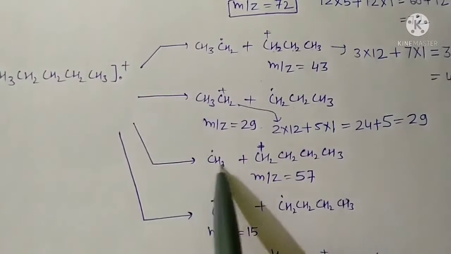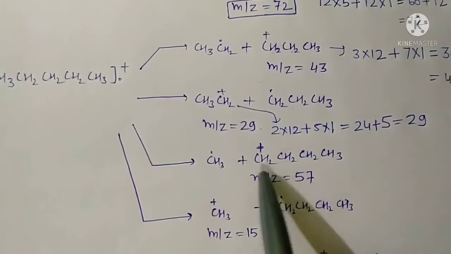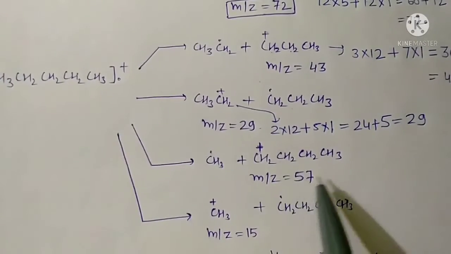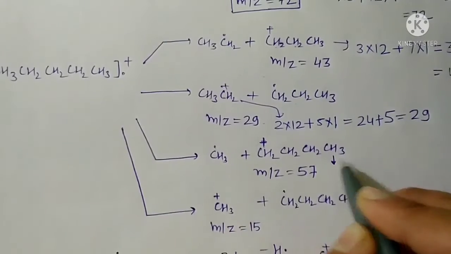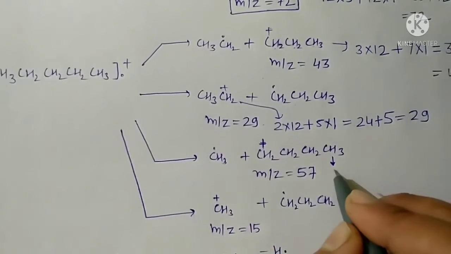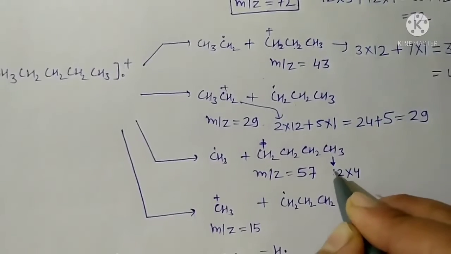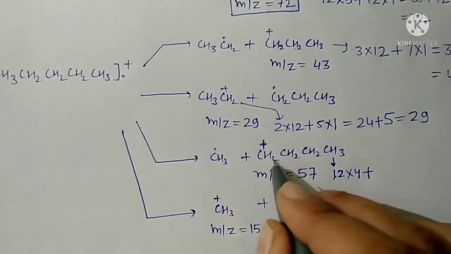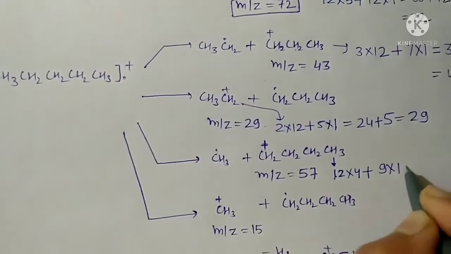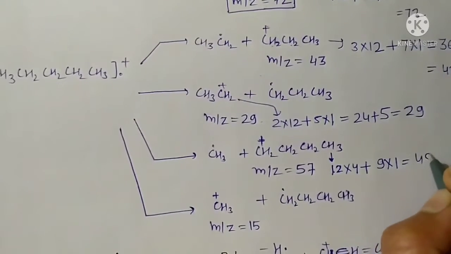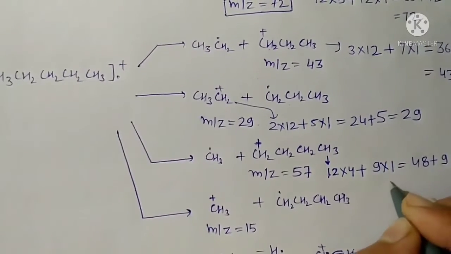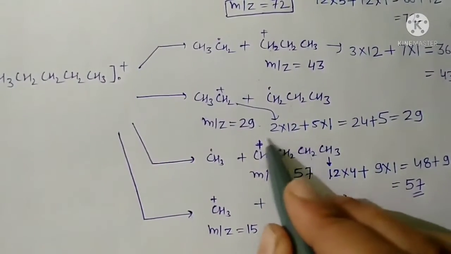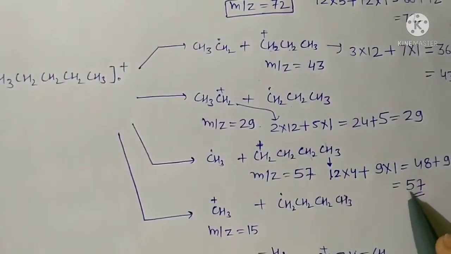Now if we have a CH3 radical and a CH2 CH2 CH2 CH3 positive ion, here the m/z value is 57. How can we calculate it? 1 2 3 4 carbons means 12 into 4, the mass of carbon into 4, plus 9 hydrogens, so 9 into 1, equal to 48 plus 9. If we add it, we find 57. So here the m/z value for this cation is 57.